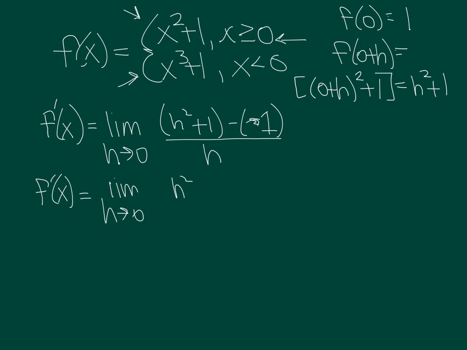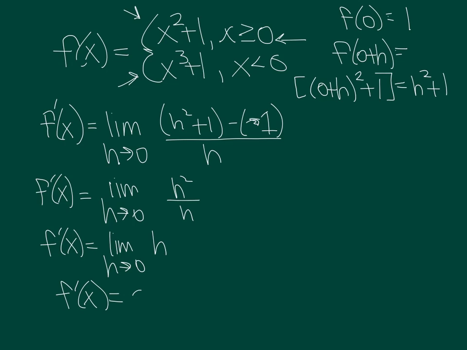So we have h squared over h, and then the h's reduce. So the derivative of f is the limit as h approaches 0 of h. So we end up with h. Now we'll substitute 0 in. So the derivative of this function when x is equal to 0 is 0.